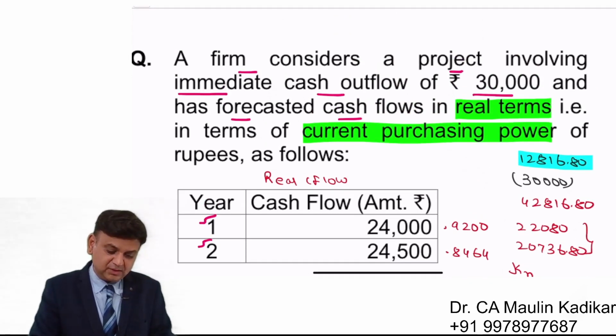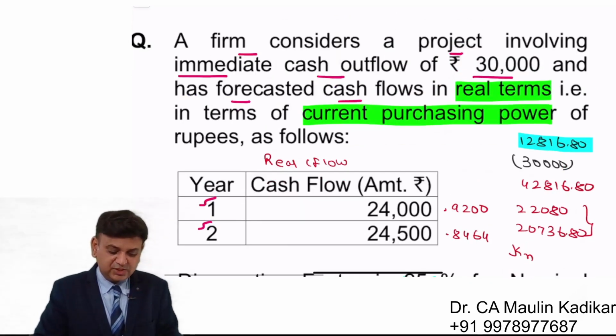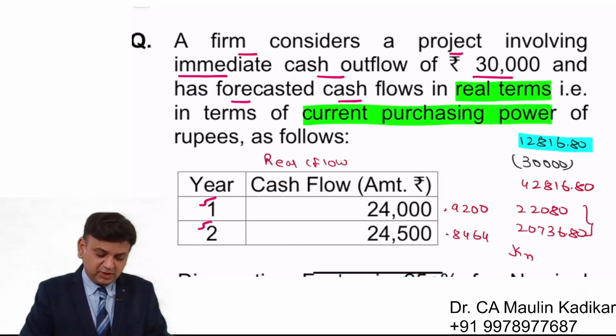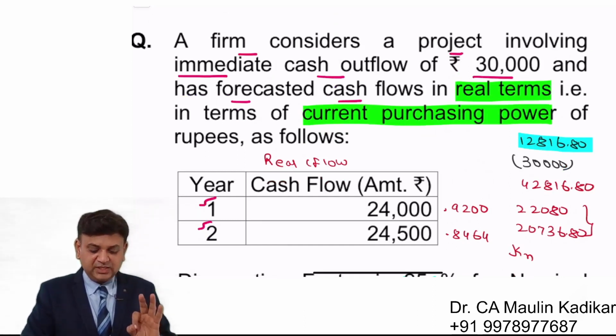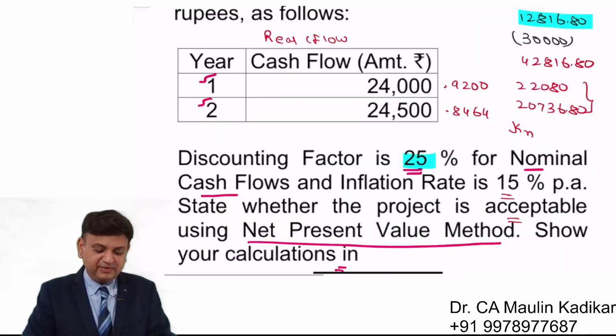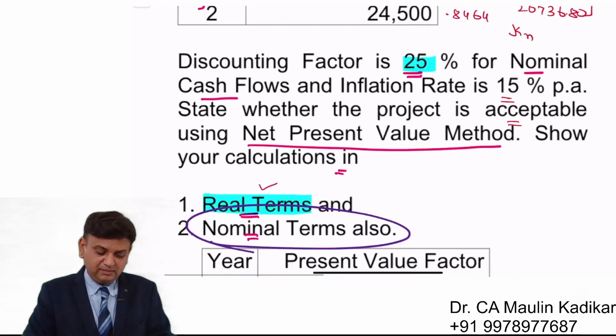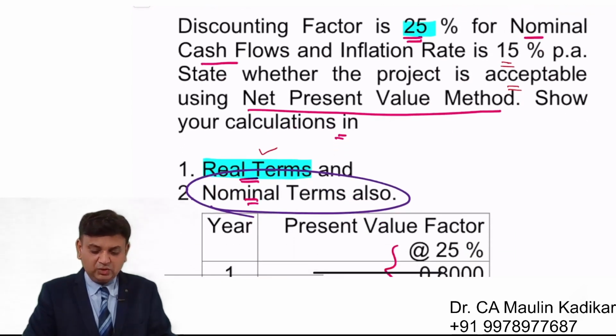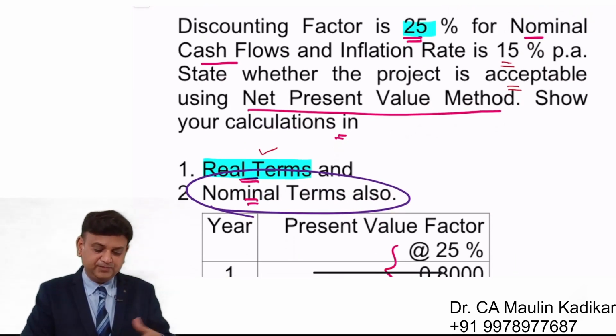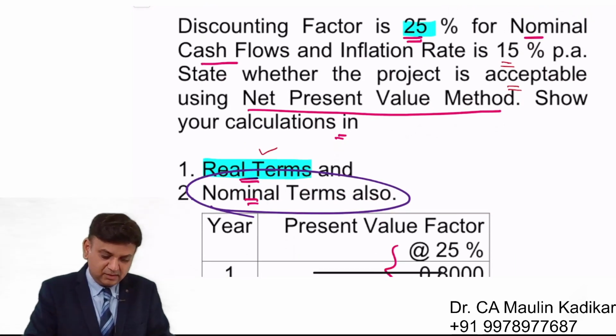Listen carefully to my question. A firm considers a project involving an immediate cash outflow of 30,000 and forecasted the cash flows in real terms, that is, in terms of current purchasing power, as under. Discounting factor is 25% in nominal terms. For nominal cash flow, the inflation rate is 15%. State whether the project is acceptable using the NPV method.